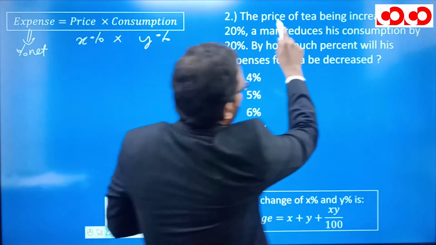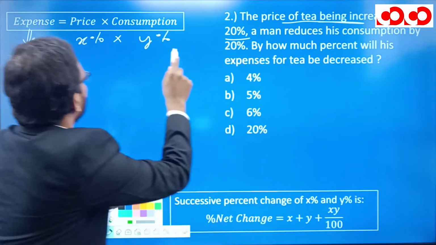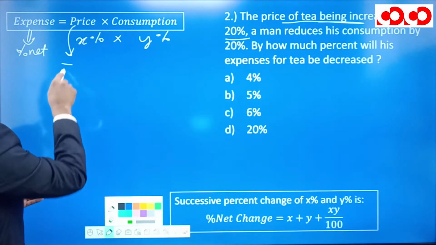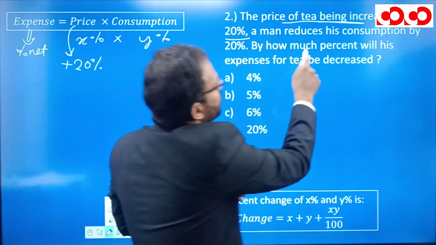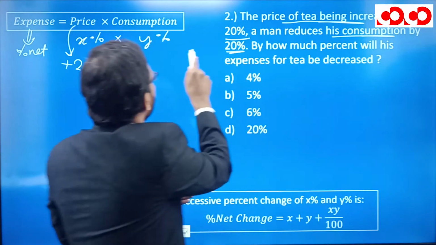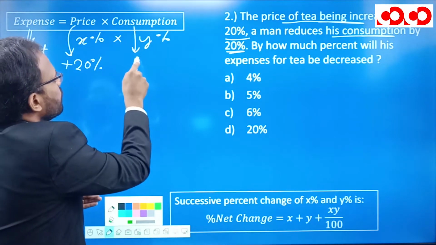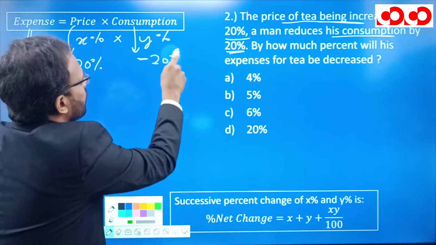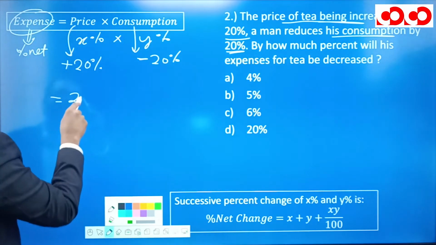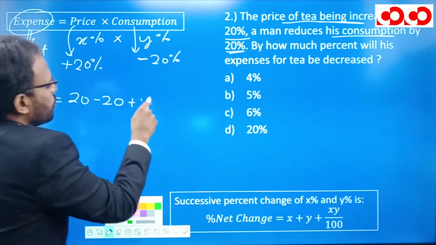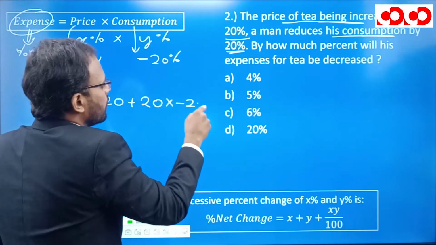The price of the tea is being increased by 20%. So the price has been increased, so I'll write plus 20%. And a man reduces his consumption by 20%. When it is getting reduced, we have to put minus 20%. So his expense will reduce by how much? It is directly 20 minus 20 plus 20 into minus 20 by 100.